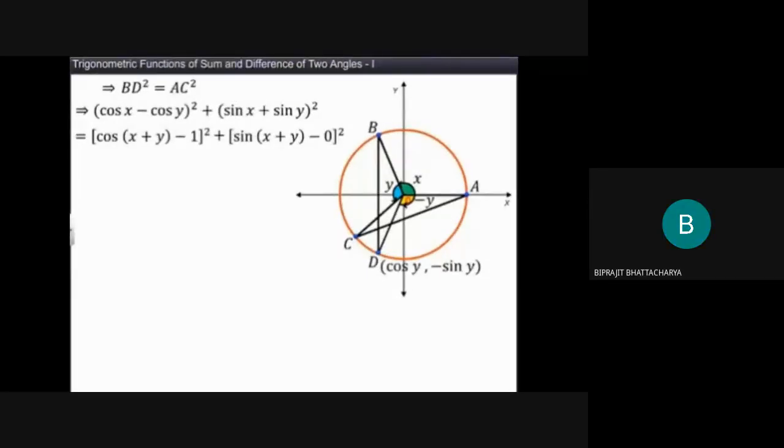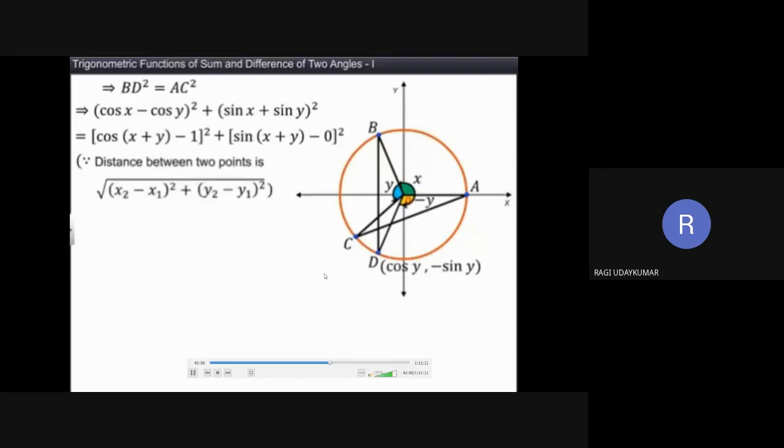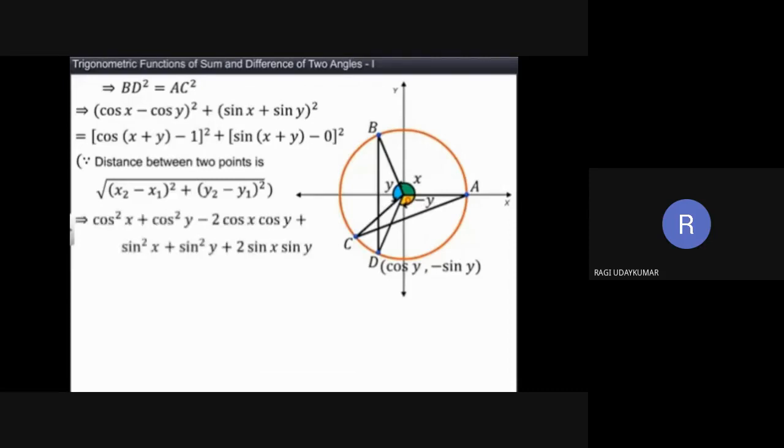So here BD square is equal to cos x minus cos y, a little bit easily you will understand. That's why I'm showing this to you. The distance between two points formula, you already said that. Very good, good response from you. I got x2 minus x1 whole square plus y2 minus y1 whole square. So on applying that formula, you got cos x minus cos y whole square plus sin x minus sin y whole square. On expanding this, you are going to get cos square x plus cos square y minus 2 cos x cos y, using the a minus b whole square and a plus b whole square expansion.